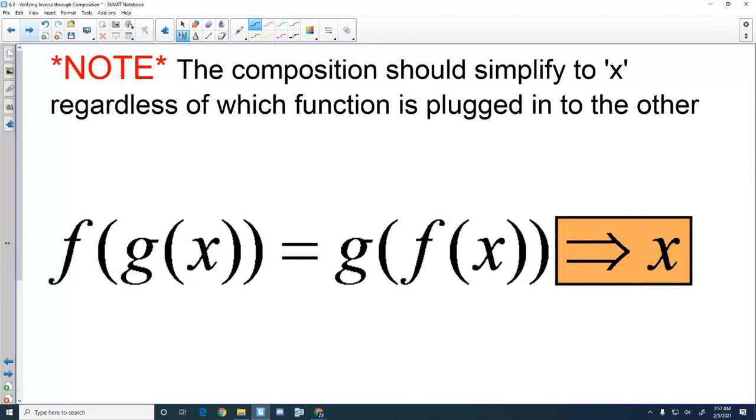So this is the ultimate check. If f of g of x equals g of f of x. And again, we can use different letters. It doesn't have to be f and g. I could use h of x and k of x, for example. But you have to check both compositions. Are they both the same? Do they both simplify to x? Then yep, they're definitely inverses.